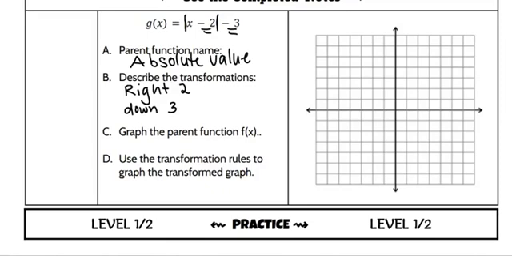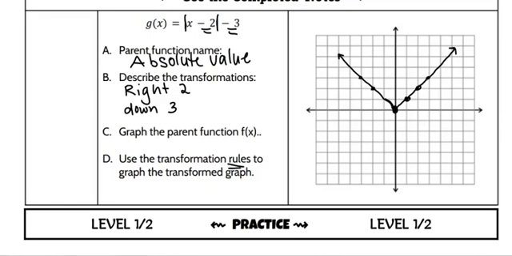So graph the parent function. The parent function starts at the origin, and then it's a 1-to-1 relationship because the absolute value of 1 is 1. The absolute value of -1 is 1. Absolute value of -2 is 2, and so forth. There's my parent function. Now I'm going to use the transformation rules to graph the transformed graph.